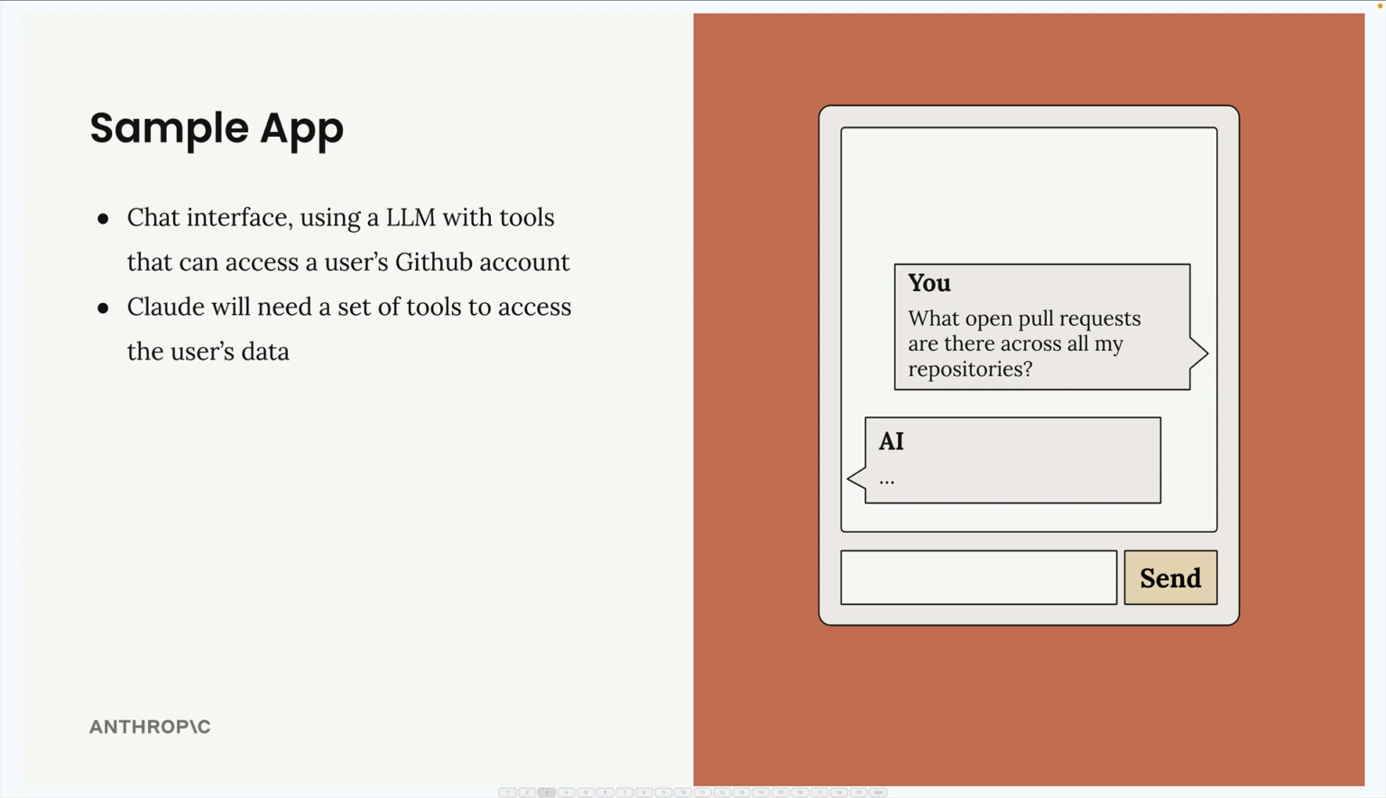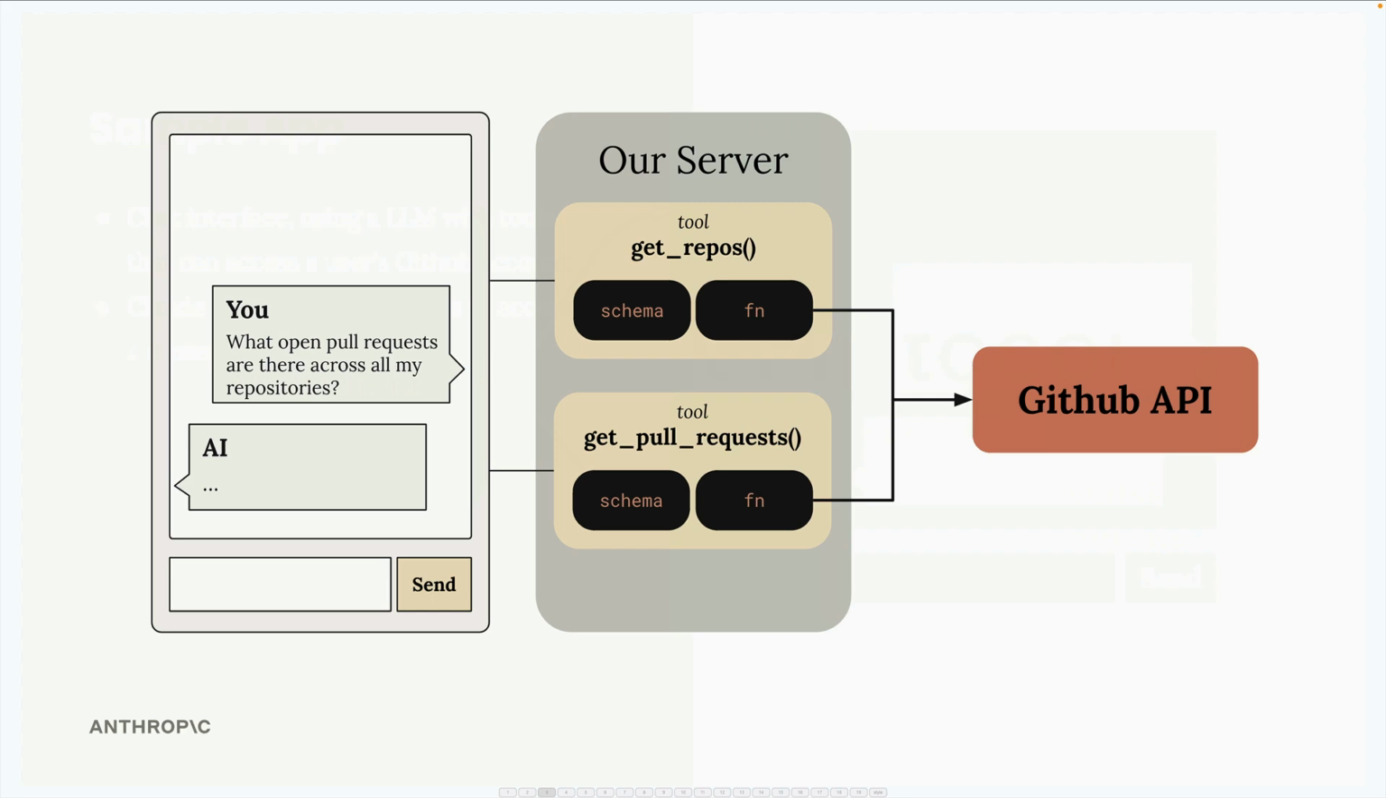So if a user asks a question like, what open pull requests do I have across all my different repositories? The expectation is that Claude is probably going to make use of a tool to reach out to GitHub, access the user's account, and see what open pull requests they have, maybe open repositories or whatever else. The point here is that we would implement this probably by using a set of tools.